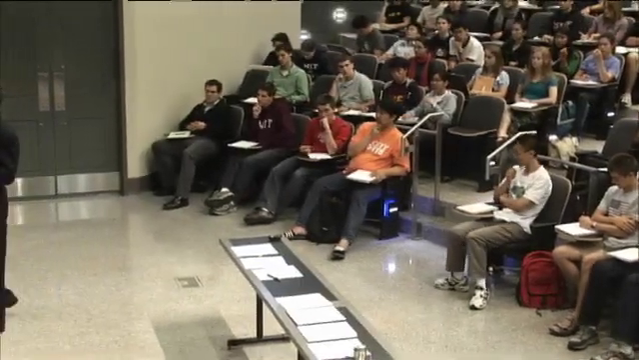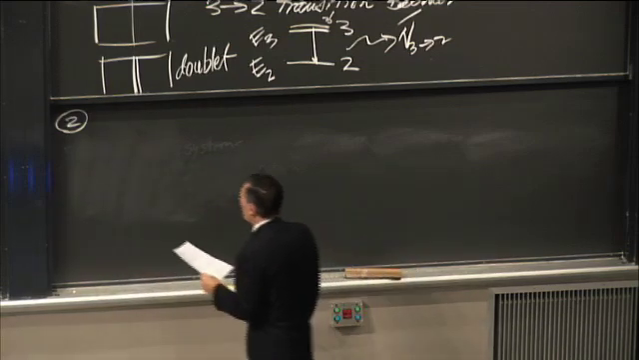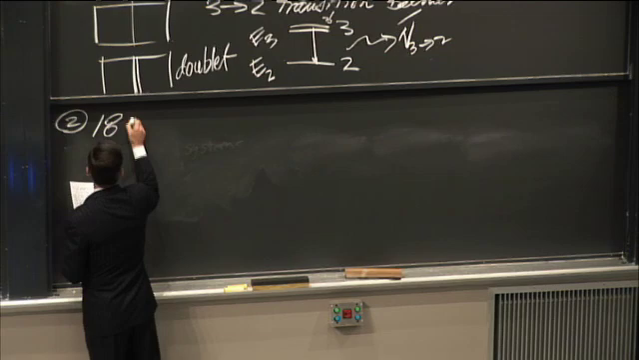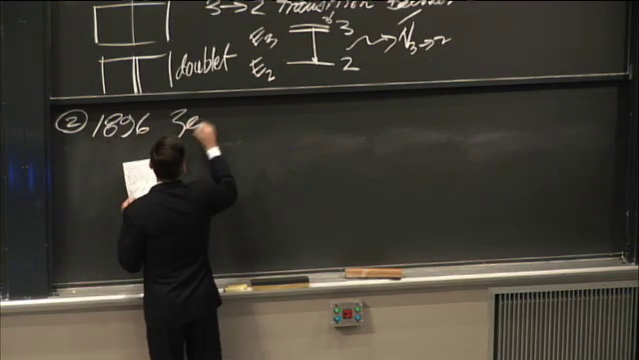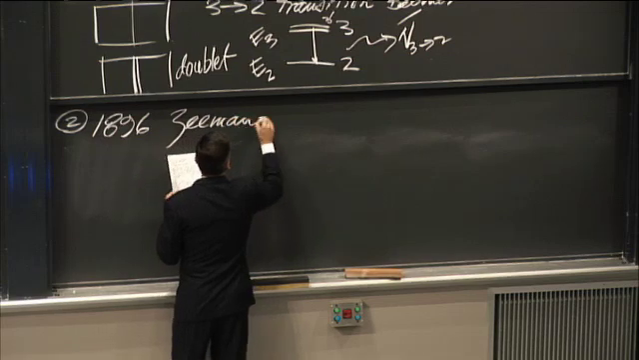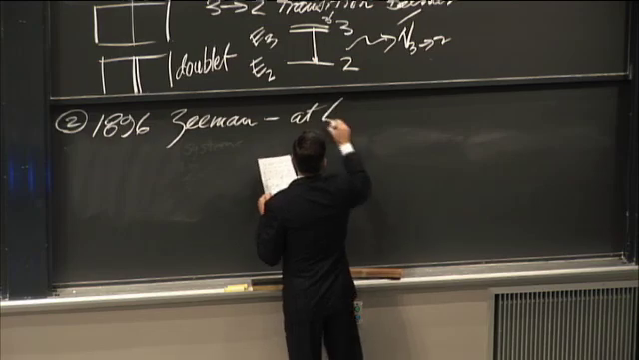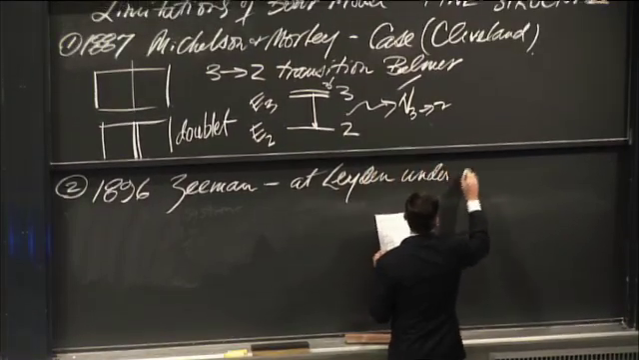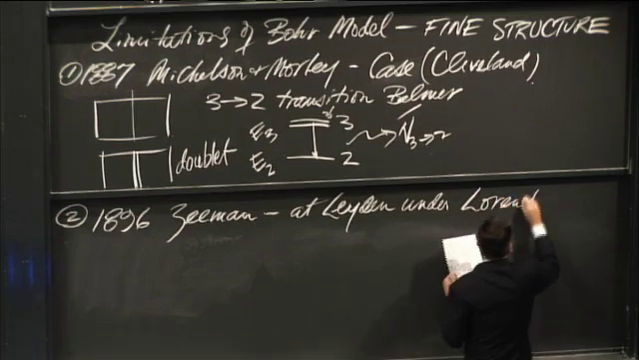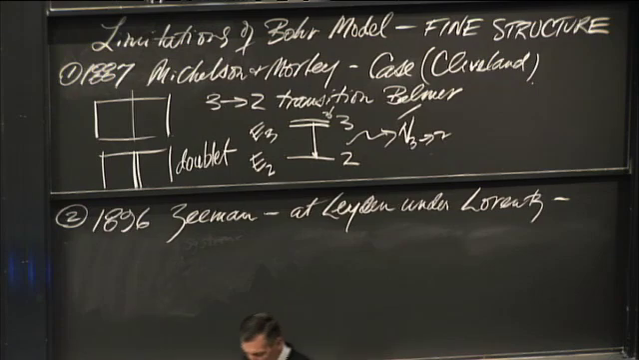Now, back to the story. Second problem with the Bohr model. 1896. See, all this data had been accumulating. In 1896, there was a postdoc by the name of Zeeman. Pieter Zeeman. He was a postdoc at Leiden in Holland, under Lorentz. You'll learn about the Lorentz force when you study 802.